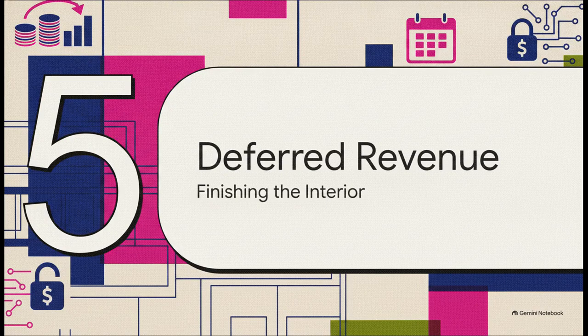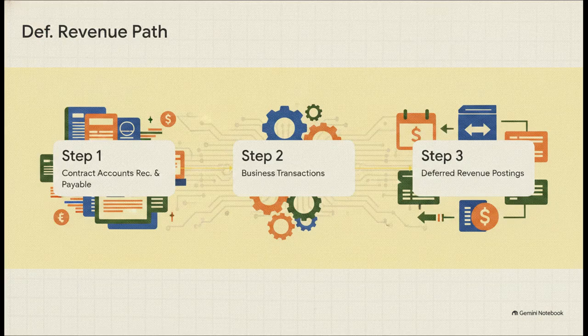And finally, Section 5, Configuring Deferred Revenue Settings. Finishing the interior, Part 2. If you work with subscriptions, prepaid services, or honestly any scenario where you collect cash before delivering the service, this final task is absolutely crucial for compliance. Under business transactions, you'll find deferred revenue postings. This is where you map your deferred revenue to the actual revenue GL accounts, and you choose the specific FICA document type that's going to be used when those transfer postings occur.